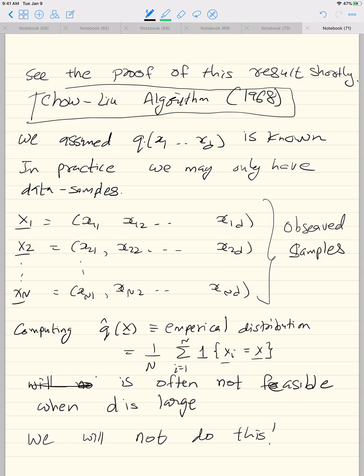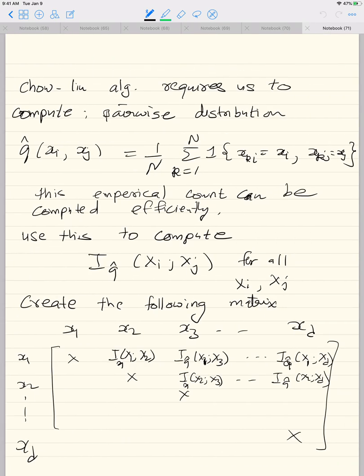However, the good news is in the Chow-Liu algorithm, we do not need to compute q hat of x for the whole vector. That was the whole point of graphical models. We do not want to compute empirical estimates for the whole data vector. The Chow-Liu algorithm only requires us to compute pairwise estimates for the distribution. So for any two variables xi and xj, we can easily compute the empirical estimate for this joint distribution.